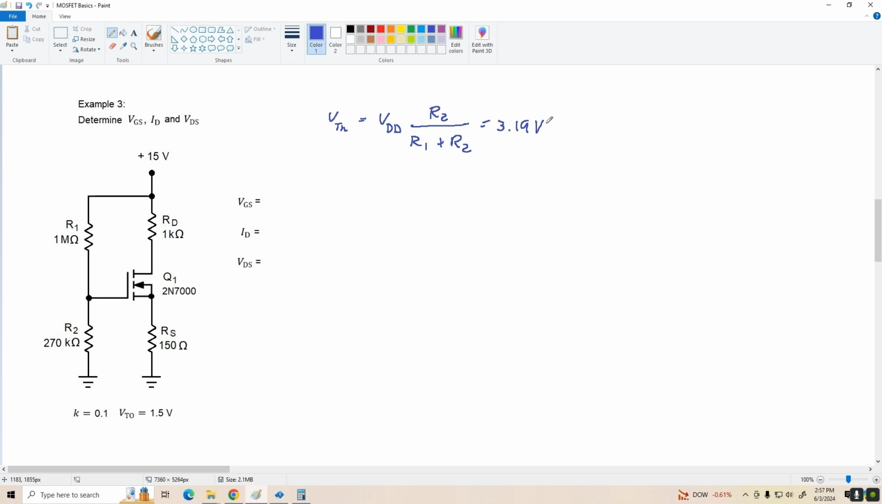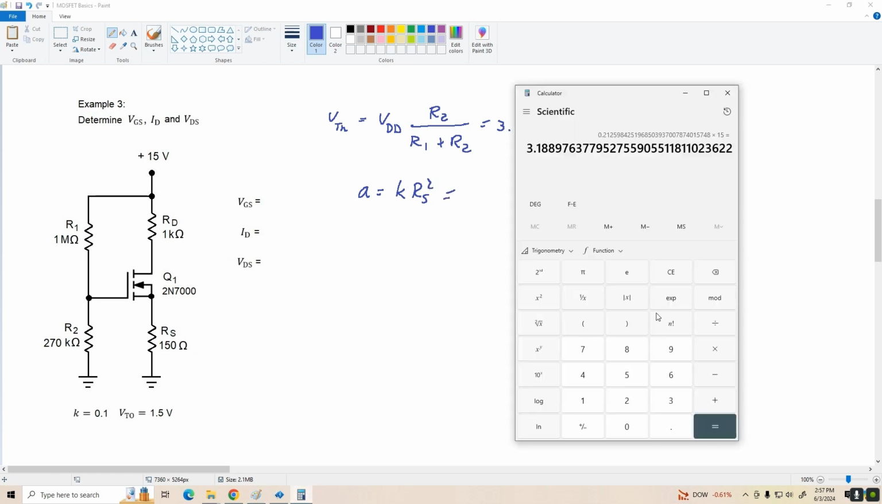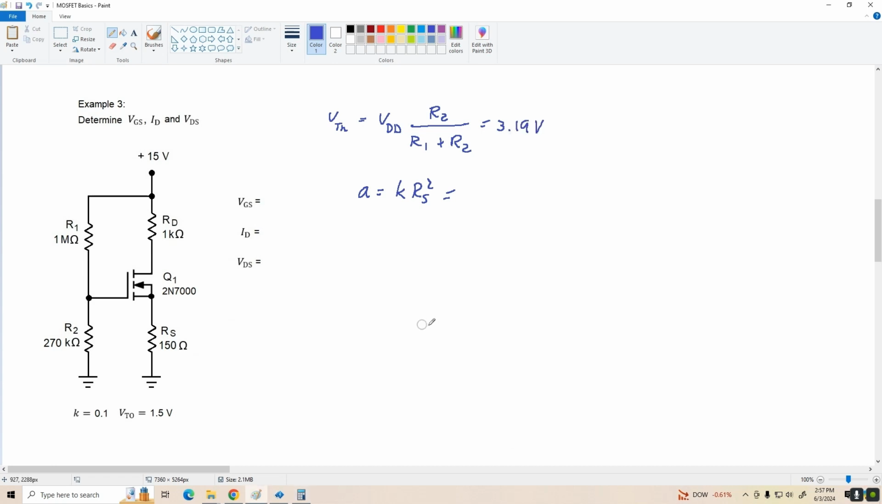The only one I remember off the top of my head is A, and I know that's equal to K times RS squared. So let's see what that is. RS is 150 squared times 0.1 is 2,250.